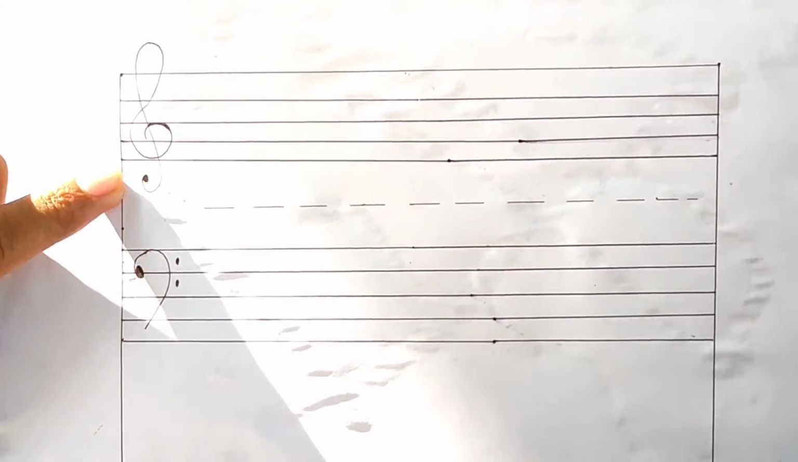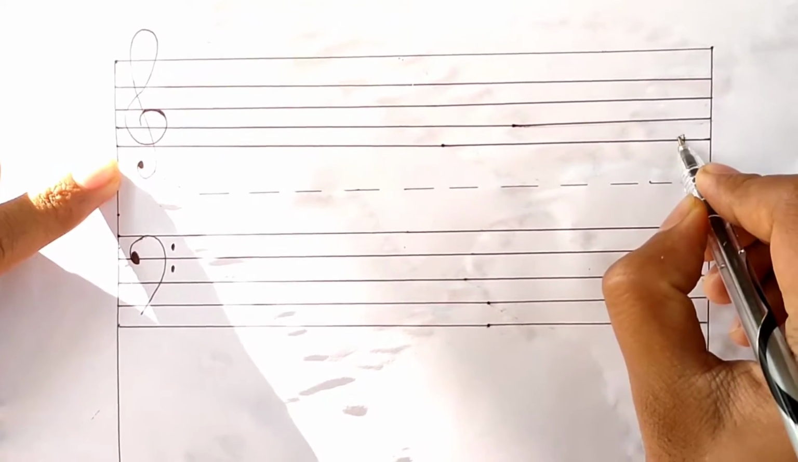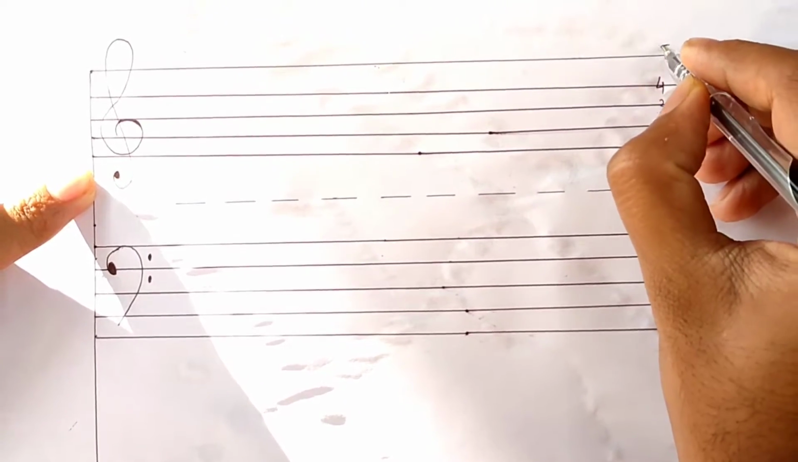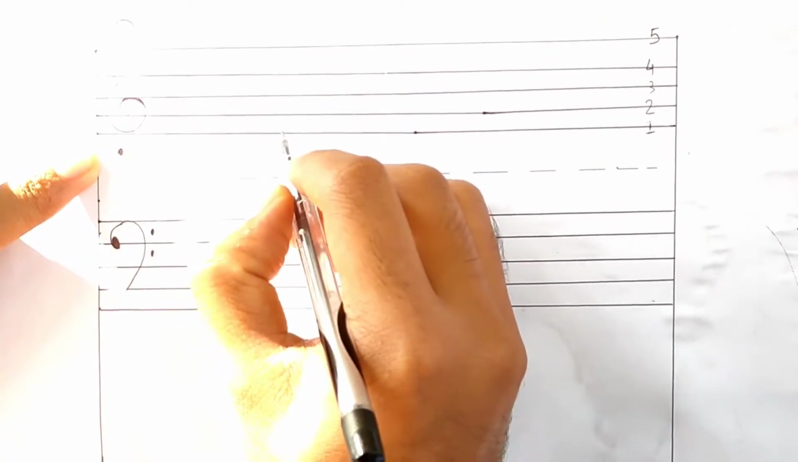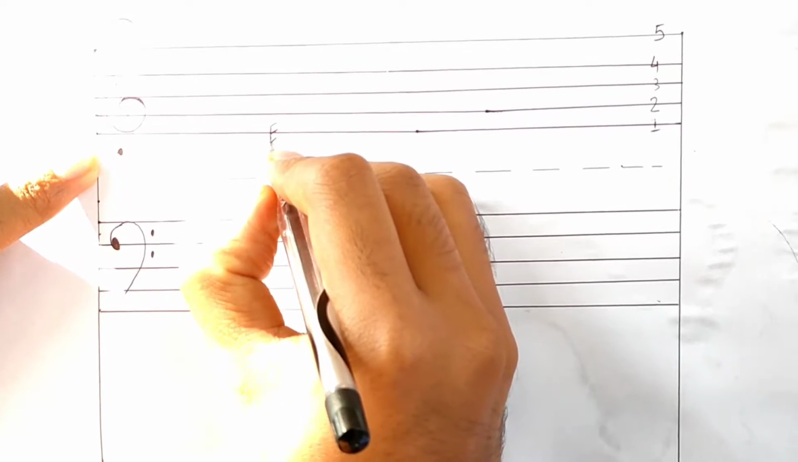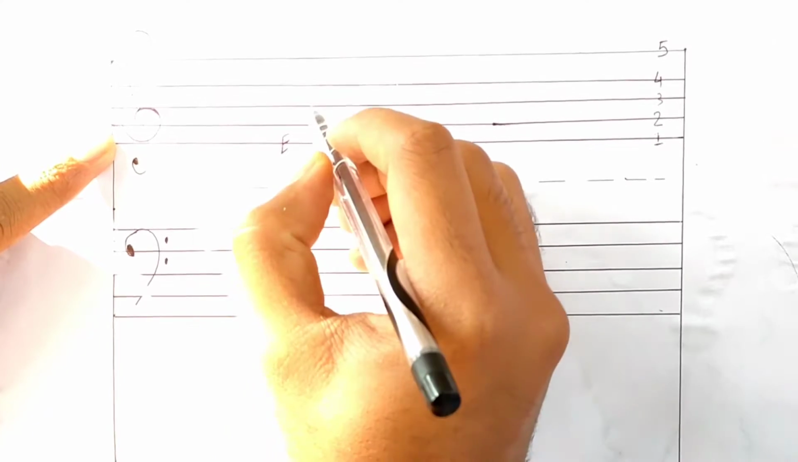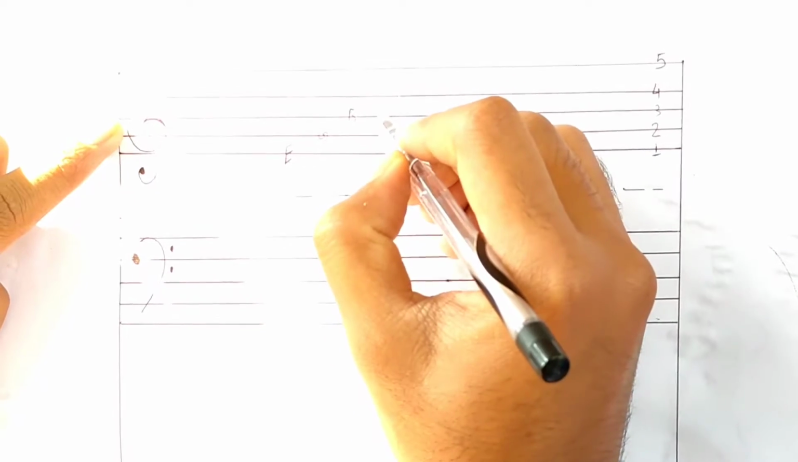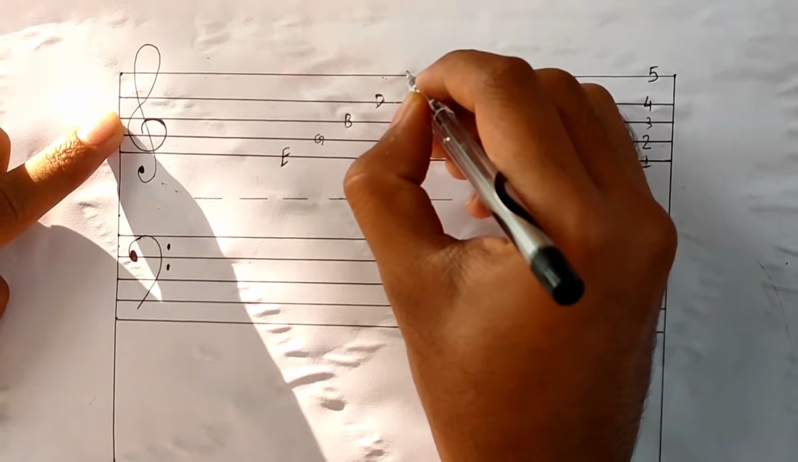So first let's start with the treble clef. We have 5 lines, and the count starts from the bottom. This is 1, this is 2, this is 3, this is 4 and this is 5. Okay. So the first line is E. The second line is G. The third line is B. The fourth line is D. And the fifth line is F.